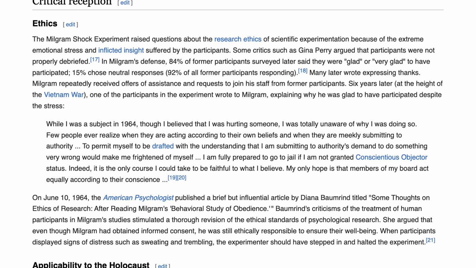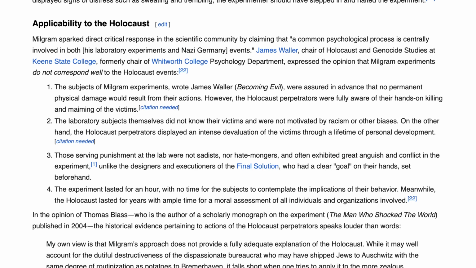On June 10, 1964, the American psychologist Diana Baumrind published a brief but influential article titled "Some Thoughts on Ethics of Research," after reading Milgram's behavioral study of obedience. Baumrind's criticisms of the treatment of human participants in Milgram's studies stimulated a thorough revision of the ethical standards of psychological research. She argued that even though Milgram had obtained informed consent, he was still ethically responsible to ensure their well-being. When participants displayed signs of distress such as sweating and trembling, the experimenter should have stepped in and halted the experiment.